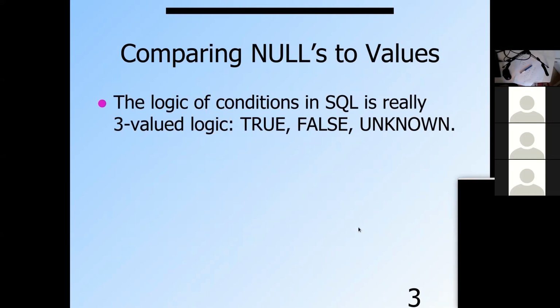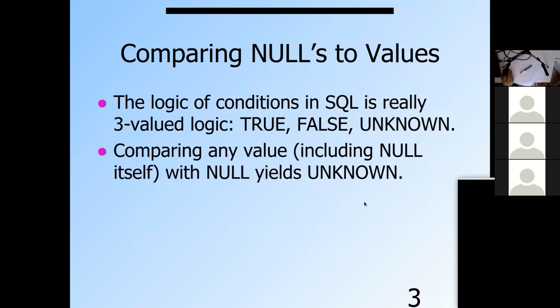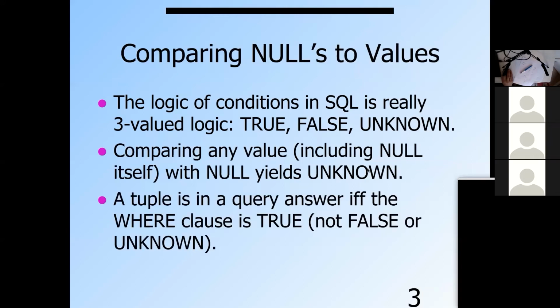So the actual condition in an SQL query winds up yielding a value of true, false, or unknown. But we only report tuples for the query where all the conditions are true, not unknown. So we need a way to combine all these things. Comparing any value, including null, with itself yields null or unknown. A tuple is in a query answer if and only if the where clause is true; it's not false, and it's not unknown.